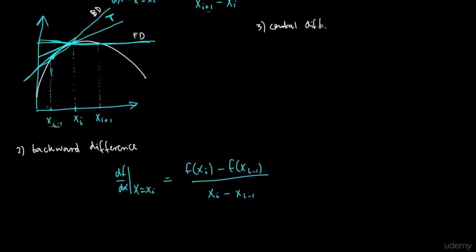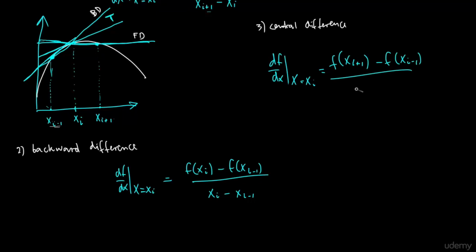Central difference. So the central difference basically takes the previous point and the next point. Essentially, its definition, I'm sure you've guessed it already, but let me just spell it out anyway. So df by dx at point x equals xi is estimated to be the slope between this point and this point. So in terms of our definition, that's f(xi+1) minus f(xi-1), all divided by xi+1 minus xi-1.